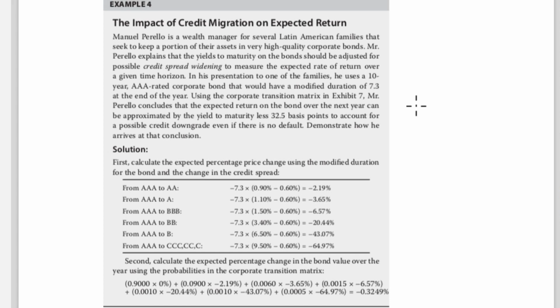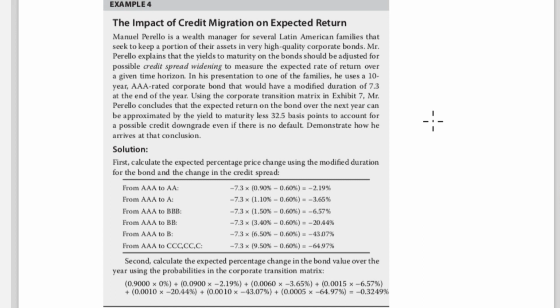Exhibit 7 was, if you go back to the previous screen, the matrix that I had replicated from the reading. That's Exhibit 7 there. So you can find Exhibit 7 in your reading. Just hit pause, find it, and you'll use it for this example. Mr. Perello concludes that the expected return on the bond over the next year can be approximated by the yield to maturity, less 32.5 basis points to account for a possible credit downgrade, even if there is no default. Demonstrate how he arrives at that conclusion.